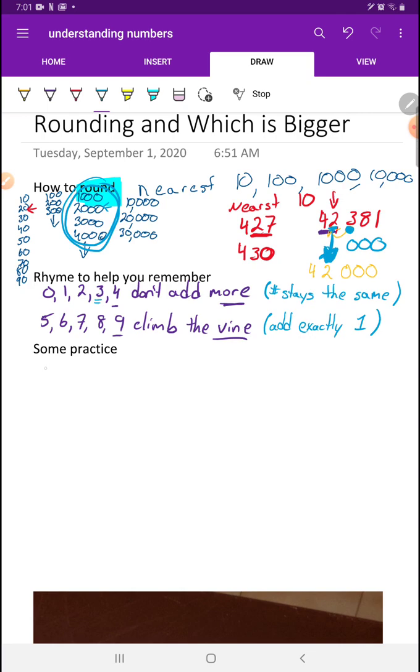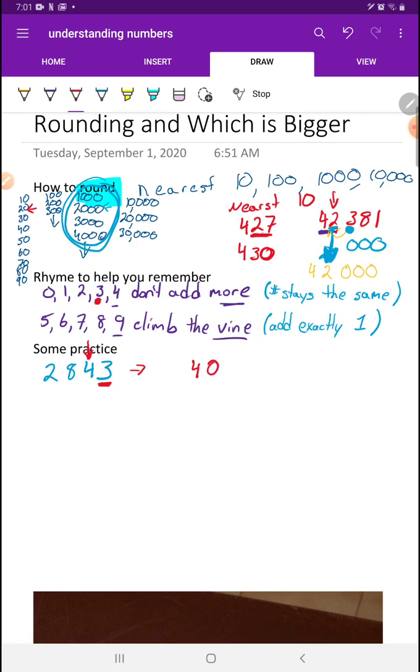So let's practice some of these. Let's start with some a little bit simpler. Let's start with 2,843. Okay, we're going to round to the tens place. Right there, that's the tens. Now remember what I said. The bossy one, the one that gives directions, is the one beside it. The 3 is the bossy one, and the 3 is right here. So the 3 is in the don't add more category. So 4 stays the same. Okay? Because we're not adding more.